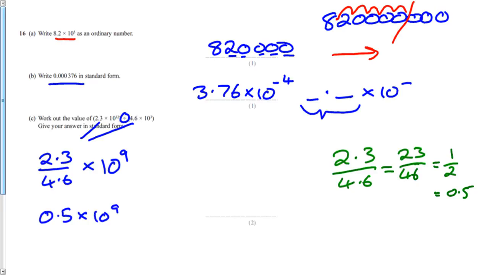Now again, it's still not in standard form yet, because this number here isn't between 1 and 10. So what we need to do is we need to make this number bigger. So we move it over by 1 decimal place, so it's going to be 5. But to compensate for that, if we make this number bigger, we've got to make this power smaller. So it's going to be 5 times 10 to the power of 8.